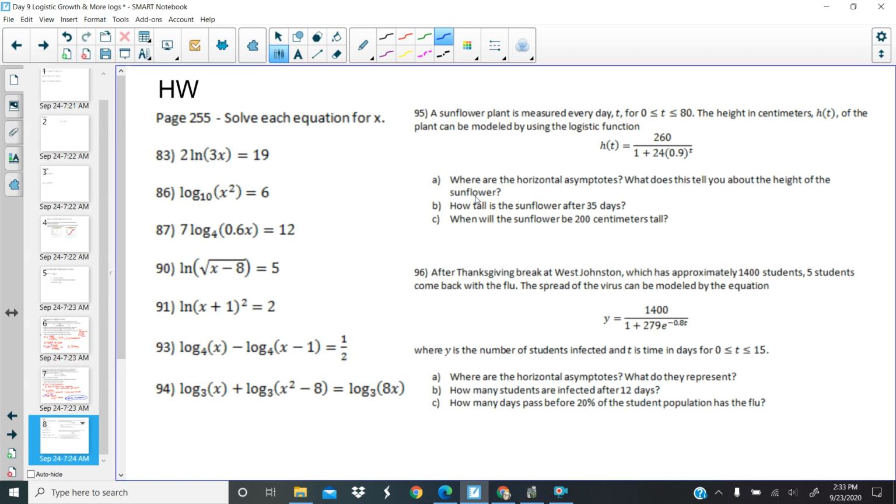Your homework assignment for tonight is going to be just this 95 and 96. You don't have to worry about the other logarithm problems. I just want you to do the logistic growth models and let me know if you have any questions.